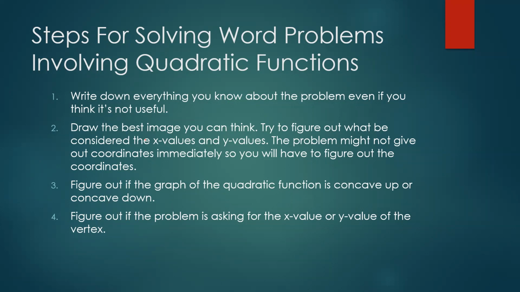The problem might not give out coordinates immediately, so you will have to figure out the coordinates. Then figure out if the graph of the quadratic function is concave up or concave down, because that's extremely helpful when you've got to find your max and minimum. And figure out if the problem is asking for the x value or the y value of the vertex. Usually at the end of the question, you're finding either the x value of the vertex or the y value of the vertex.